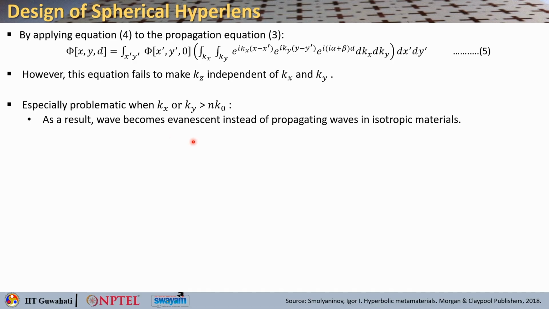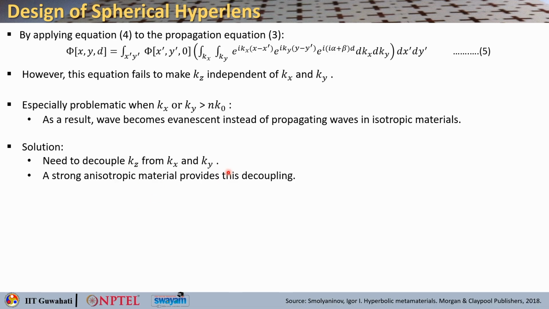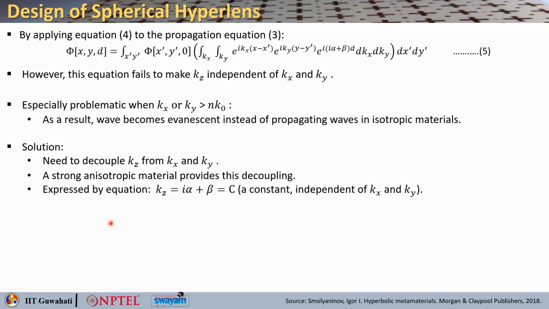Instead of a propagating wave, you will get an evanescent wave in the isotropic material. So, what is the solution here? You need to decouple this kz from kx and ky. That means you have to bring some strong anisotropy to do this decoupling. So, that is where you can express this as a constant. If you consider this value as a constant kz, so this is basically kz.